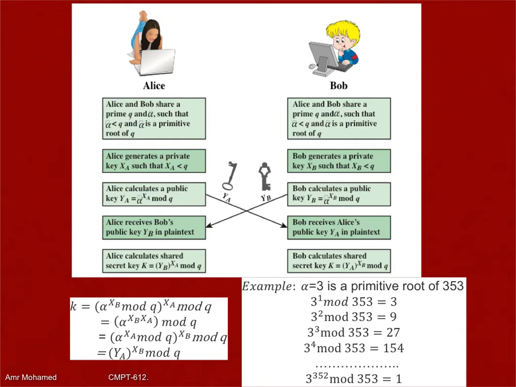If Bob does the same using YA, the good news is the answer will also be K. So both of them happen to generate the same number, even though neither of them selected or knows the exponent selected at Bob or Alice. So the good news is that both of them reach the same number. And the condition here is that alpha has to be a primitive root of Q.